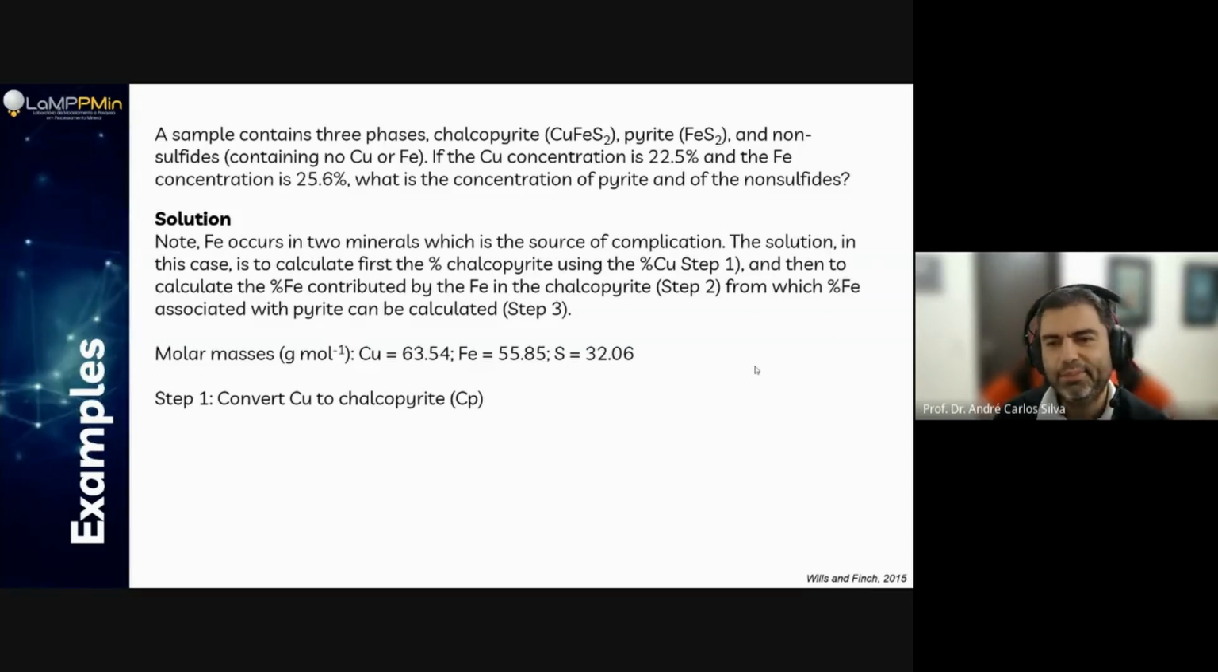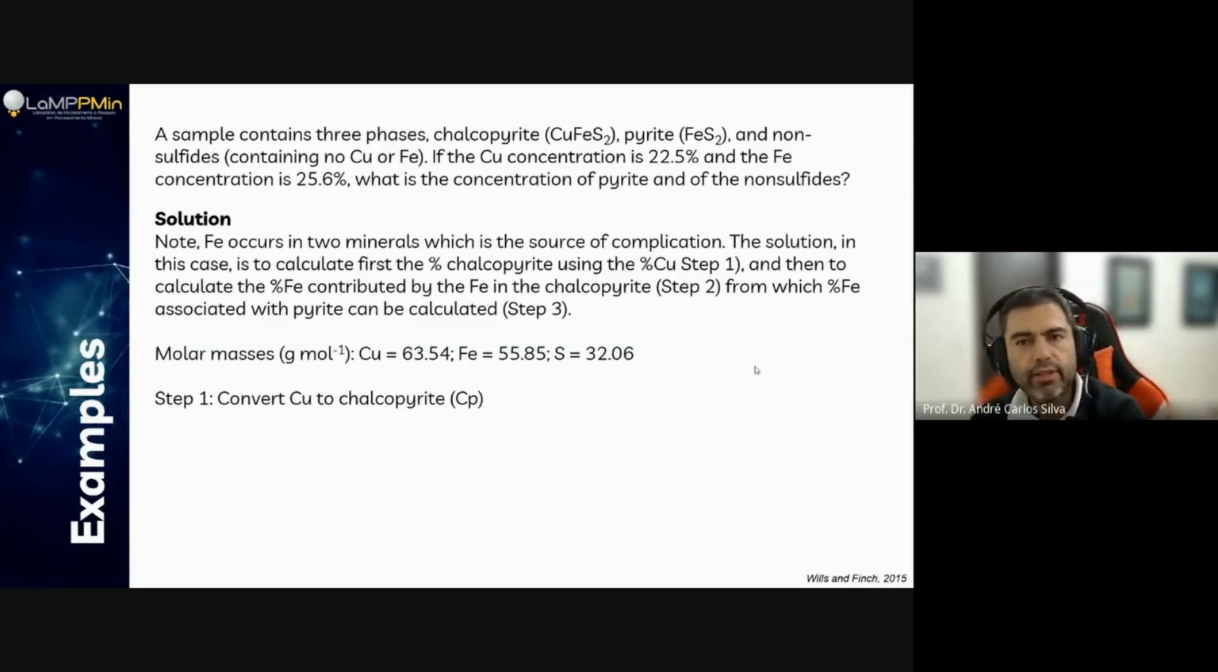I'm going to start with iron, because iron is going to occur in two minerals, and taking this into consideration it is going to be a quite complicated system for me to solve, because I don't know how much of those two minerals I have together, but I know for sure that I have iron in both. So let's change our attention then to copper.